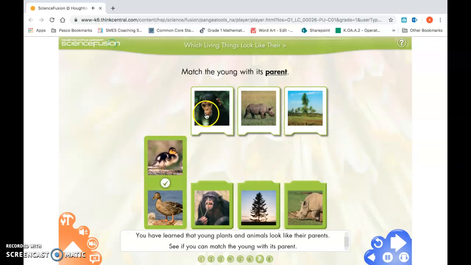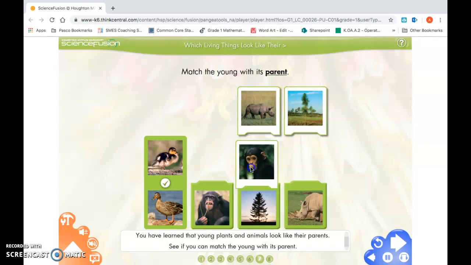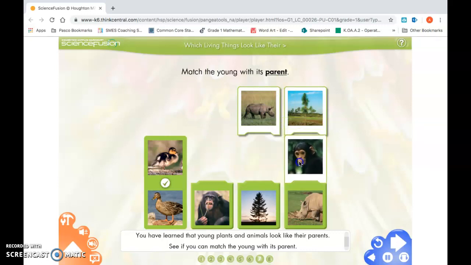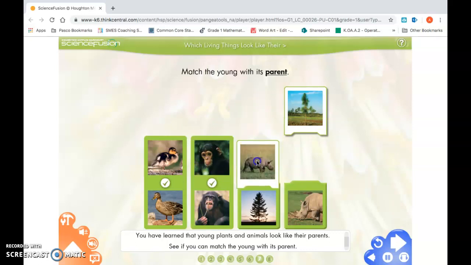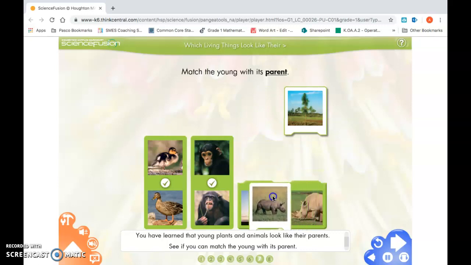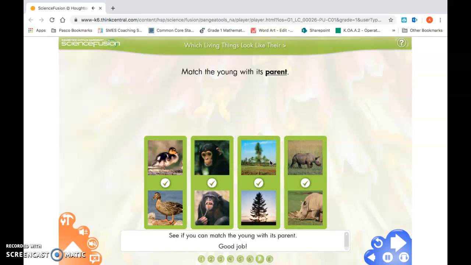You got it. What about this cute little guy? Should he go here? Oh, you want him to go here? Oh, good idea. And this guy, well, he definitely doesn't go here, right? Oh, look, they look similar. And then last is our tree. Good job! You have used similar traits as a guide to match each baby with its parent.